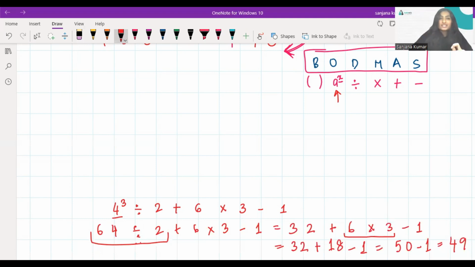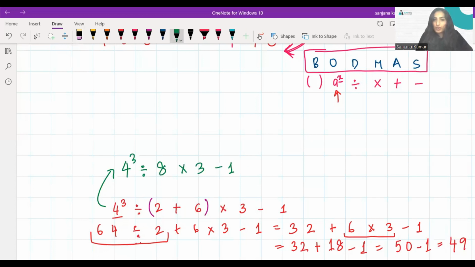However, now, if I just modify my question a little bit, and let's say that I put this bracket, let us see if my answer gets altered. So again, applying the rule of Bodmas, I have to do the bracket first. That means 4 cubed divided by 2 plus 6, 8, times 3 minus 1. 4 cubed is 64 because order, divided by 8 times 3 minus 1.